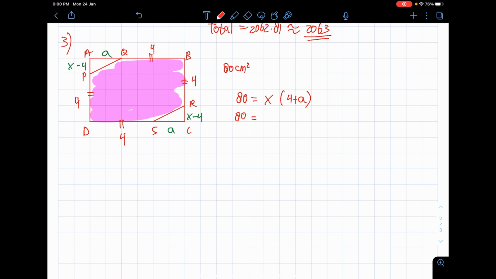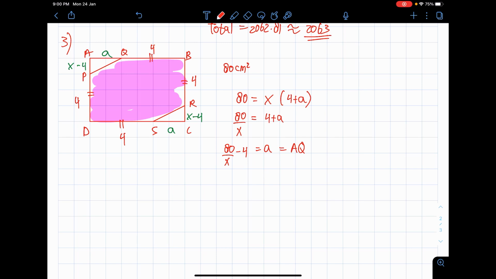I'll divide the X away. So I got 4 plus A here, and then minus the 4 to the side, like this. That's the length of A, or that is the length of AQ, the one that you are looking for. The length of AQ in terms of X. A little bit confusing, but if you think carefully, you should get the answer.